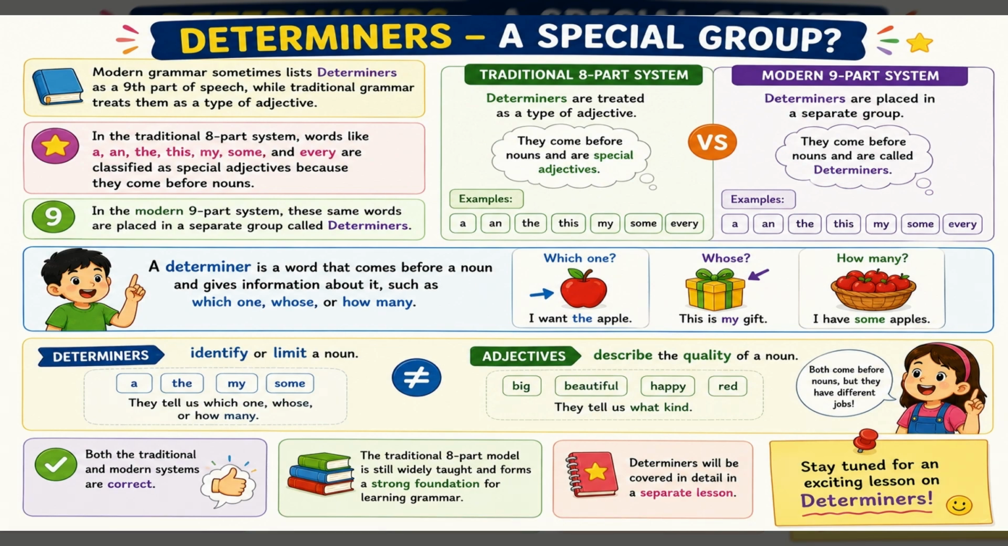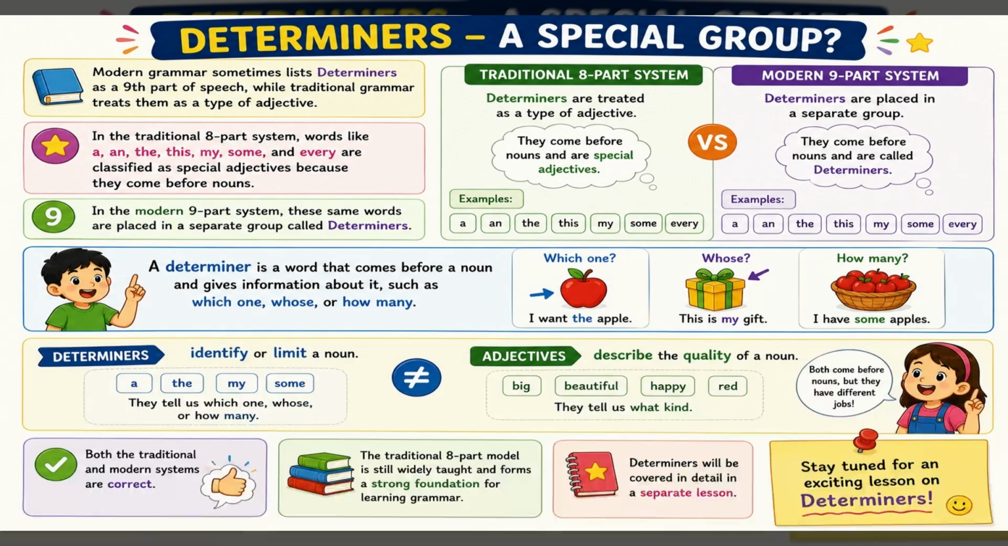Words like a, an, the, this, that, some, each, and every were traditionally treated as special kinds of adjectives because they come before nouns and help describe or limit them. However, in modern English grammar, these words are usually placed in a separate group called determiners.